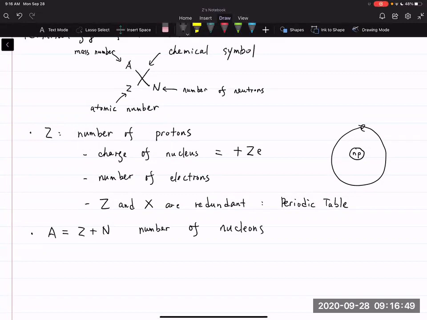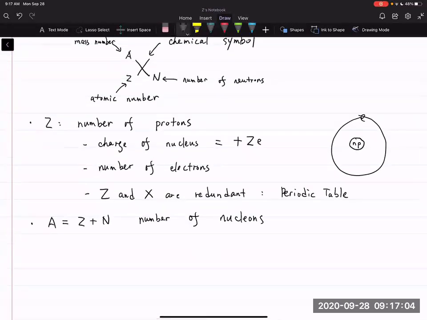Number of nucleons. So by nucleon, we mean either neutron or proton. Okay. So once we know A, by adding the number of neutrons and protons together, we can also know the total mass, so the total mass of the nucleus and also the total mass of the atom.